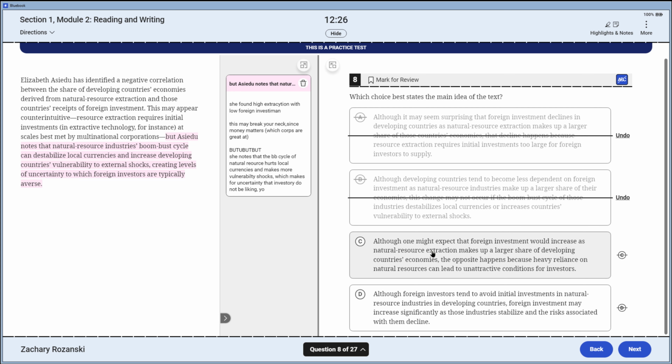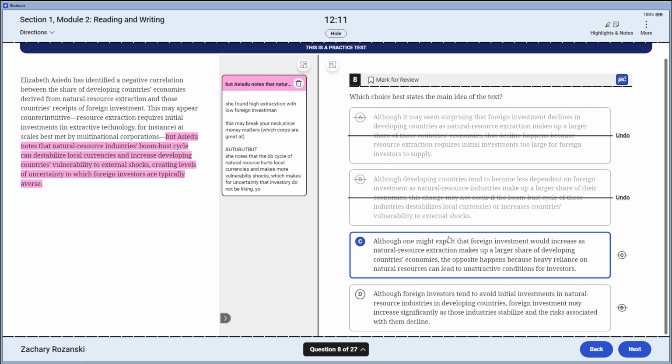Although one might expect that foreign investments would increase as natural resource extraction makes up a larger share of developing economies, the opposite happens because of heavy reliance on unattractive conditions. Absolutely true. I love this. This is my first part of my summary. I love unattractive conditions. The first part aligns with the first part of my summary.